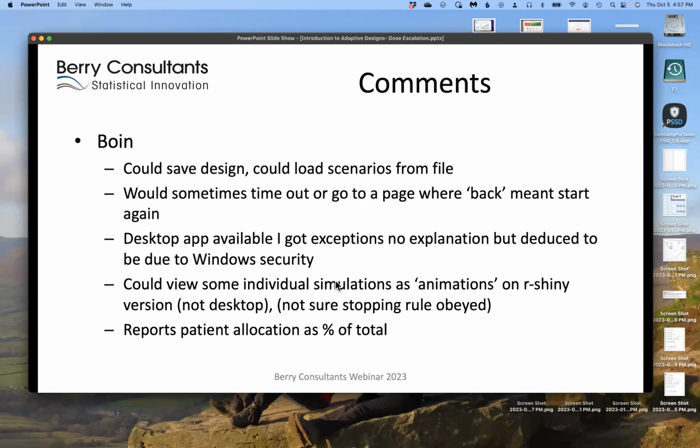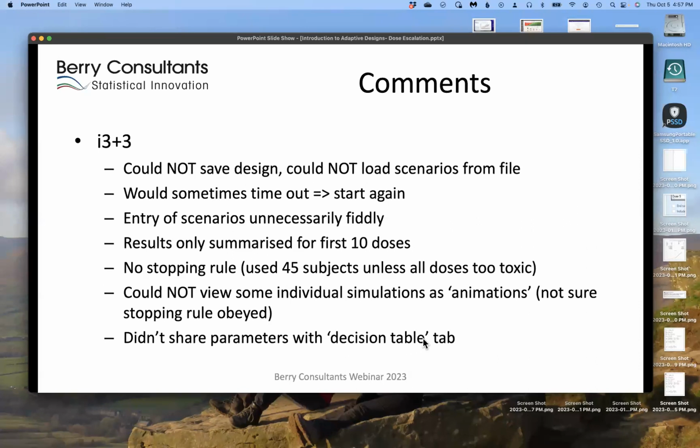It does provide some view of individual simulations as animations, but only on the Shiny app, not on the desktop. The only allocation it reports is patients as a percentage of the total, which, it would be nice to see the actual numbers. And also you can't get hold of a full set of simulated individual simulations to do other kinds of post-processing, which of course you can in FACTS.